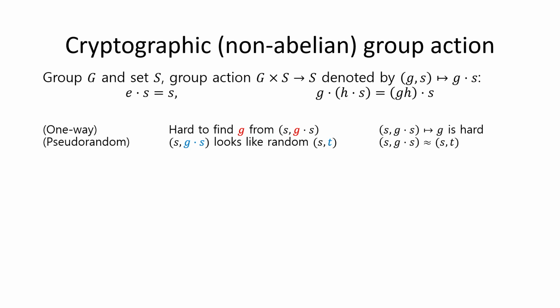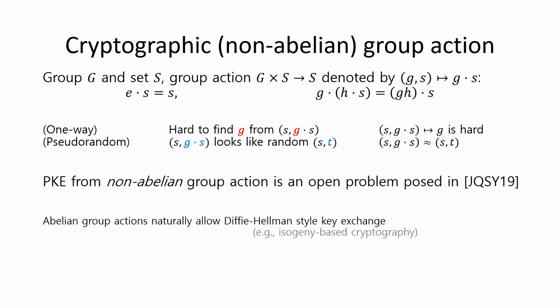We say that a group action is one-way if, given S and GS, it is hard to find G. And we say the group action is pseudo-random if S and GS are computationally indistinguishable from S and T for random T. And if we assume an abelian group action like isogeny, then we can easily construct a Diffie-Hellman style key exchange.